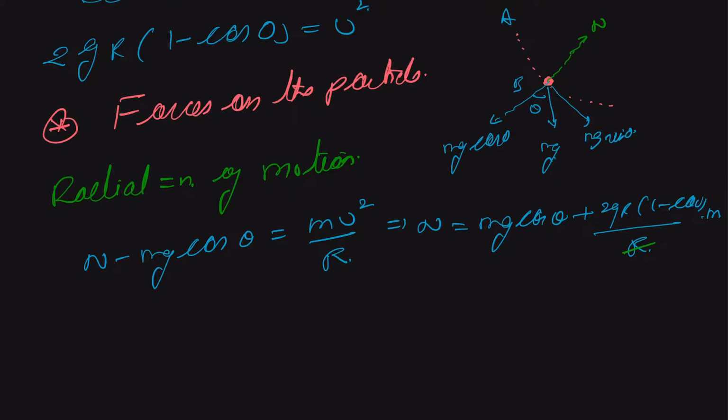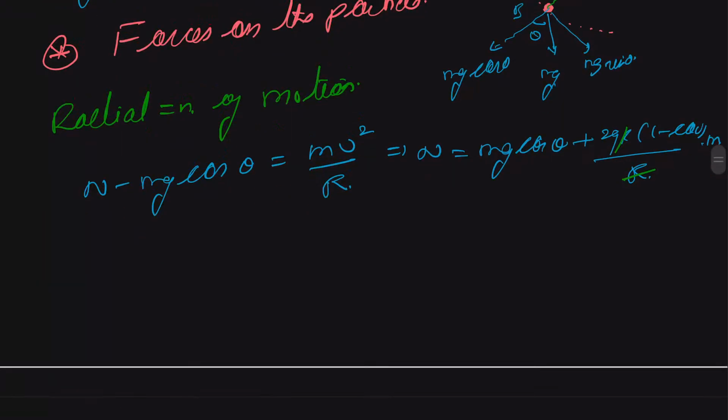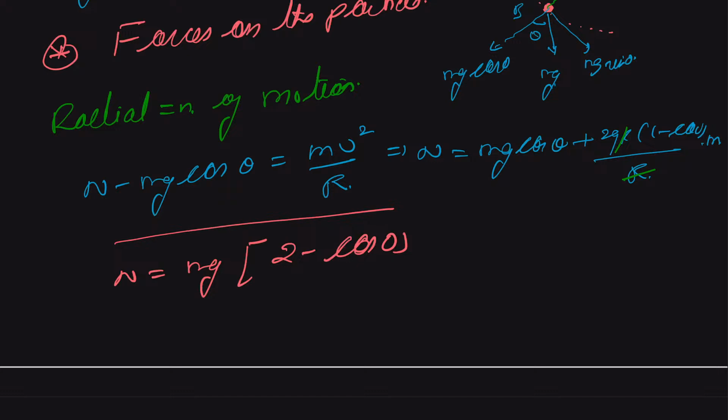And this r cancels with our r, therefore we get that the value of the normal will be equal to mg cos theta plus 2mg, minus 2 mg cos theta. We can take mg as common, and this gives us N equal to mg(2 minus cos theta). So this is the value of the normal.